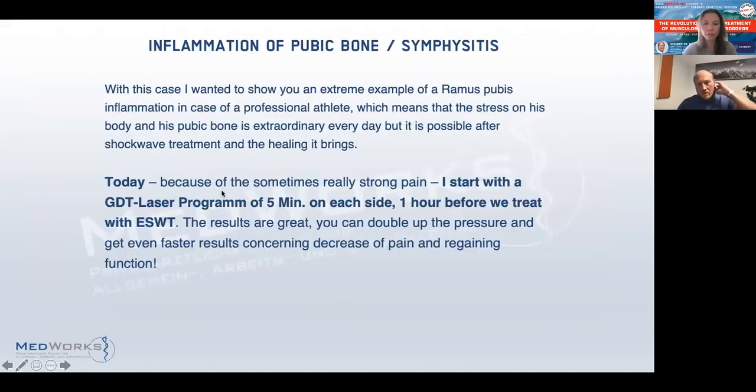And today, we always start with the laser because the laser keeps away this terrible pain that they have at the beginning of the treatment with a 5-minute program, or makes it possible to double up the pressure after 1 hour. And that's much better at the beginning because the pain is getting better after 2 or 3 treatments of GTD. Before that, we had to do 4, 5, maybe 6 treatments, only shockwave to get the pain away for the patient.